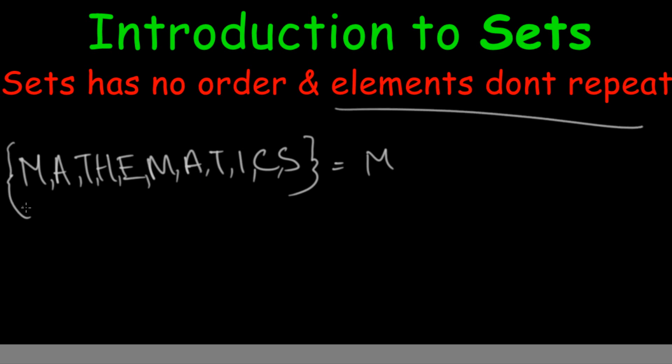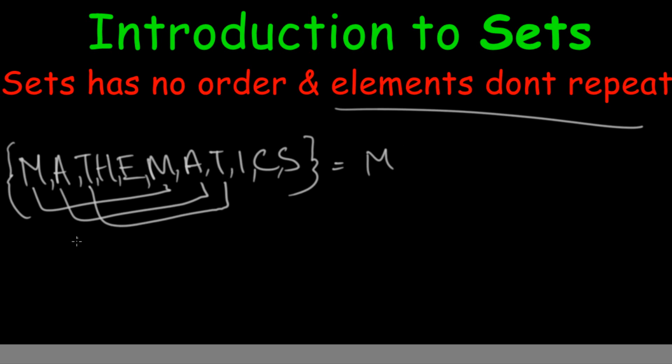Here the letter M has repeated twice, A has repeated twice, and I'm trying to find out in real time. T has repeated twice, H did not repeat, E did not repeat, C and S do not repeat. These three letters M, A, T repeated twice. Elements don't repeat. Okay, so this does not make sense.